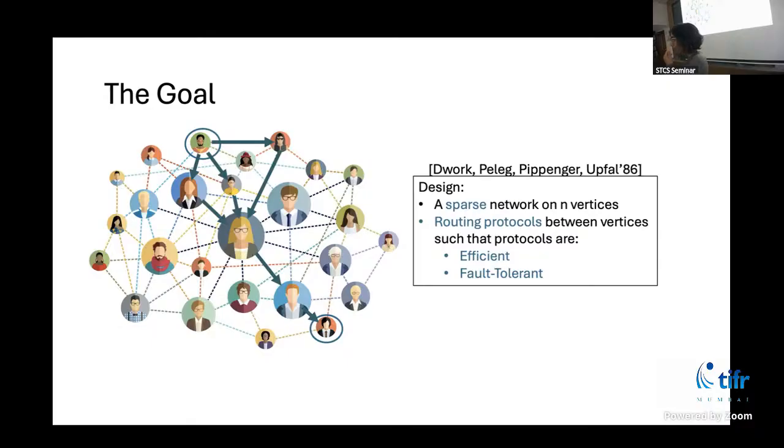But everything is deterministic here, including the protocol? Yes, everything is deterministic. That's a good question.